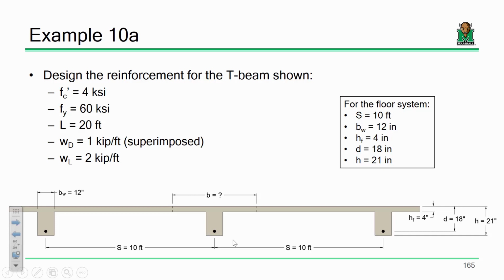We're going to design reinforcement for the floor system that's shown for an interior T-beam. So we have 4 ksi concrete, 60 ksi steel, 1 kip per foot superimposed dead load and 2 kips per foot live load. The beams are 20 foot long, so everything here is uniformly distributed loads, so we can use wL squared over 8. That'll make our lives a little easier. We have a floor system where the beams are 10 foot apart. The webs are 12 inches in width. The flange height is 4 inches. We have an effective depth of 18 and a total height of 21. Does that make sense? Any questions?